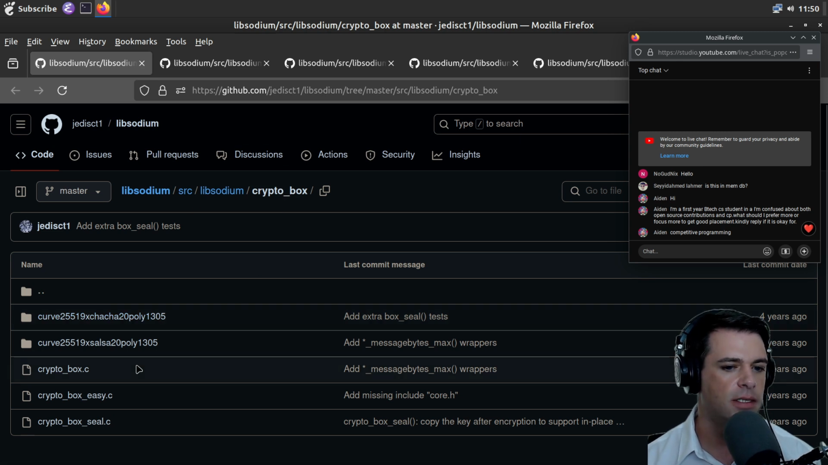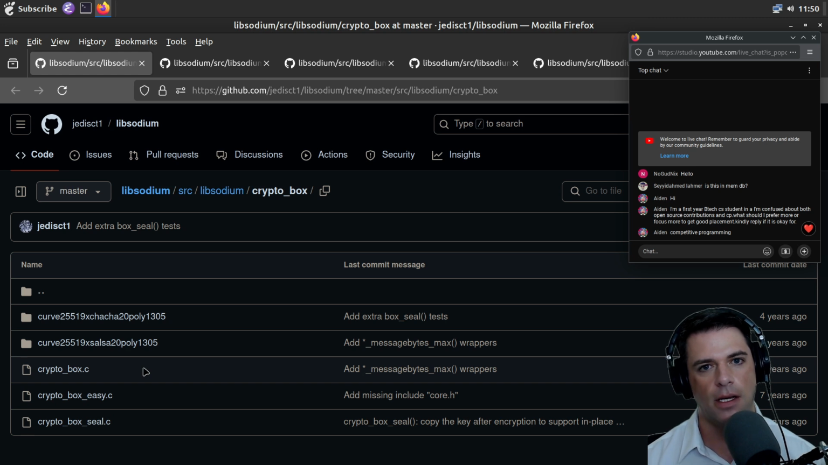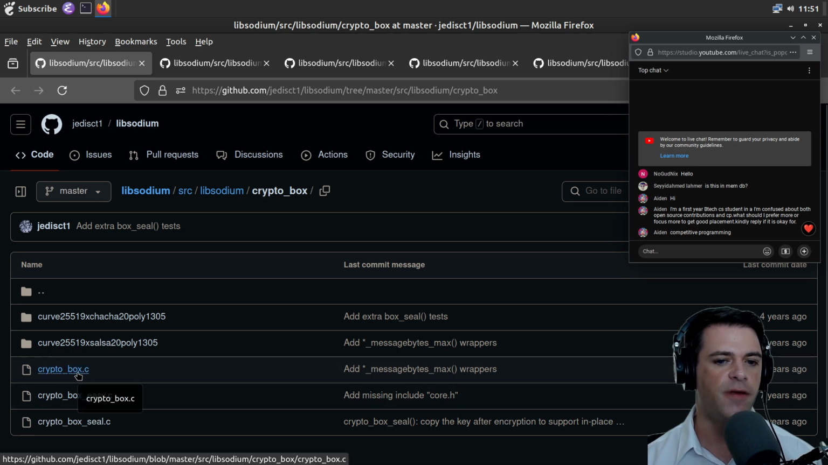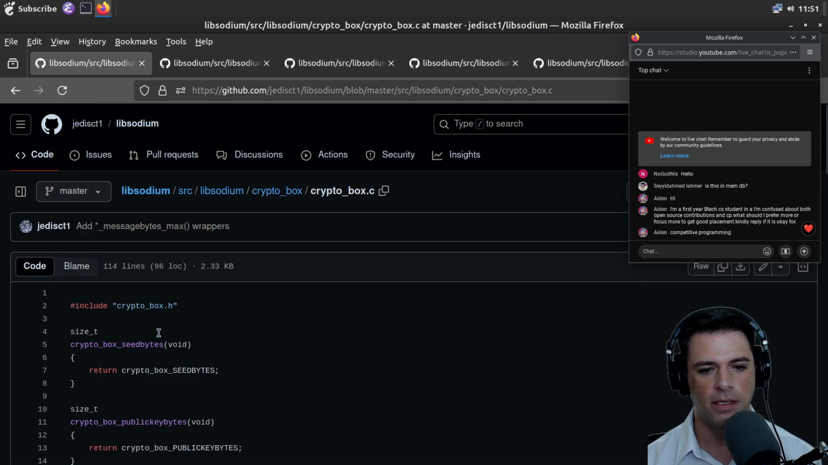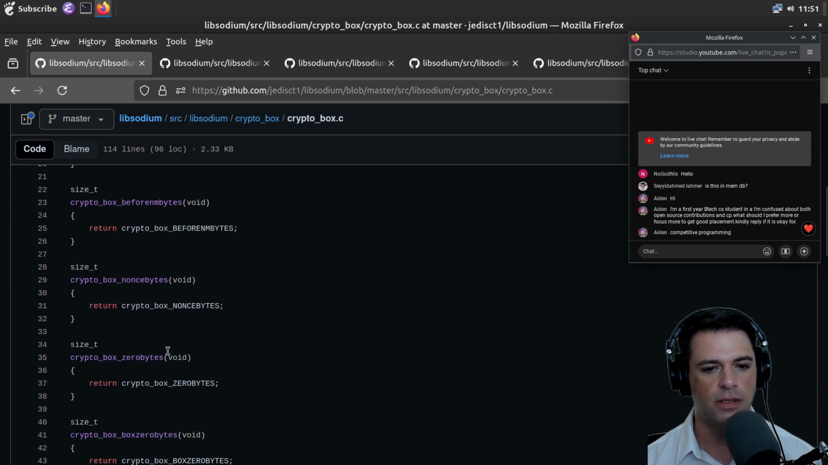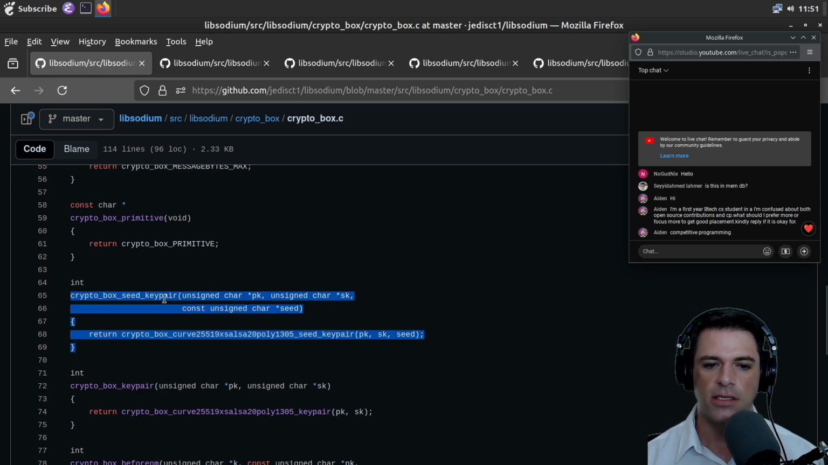Crypto box. We might come back to auth, but auth I think is mainly combinations and concatenations of things we're going to see elsewhere. We have CryptoBox Easy, CryptoBox Seal. Maybe a CryptoBox is like a container for ciphertext. We have seed bytes, before n bytes, 0 bytes. We have CryptoBox key pair.